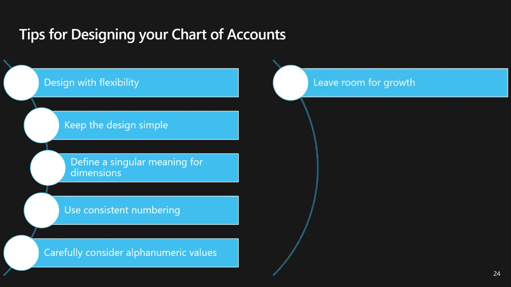Leave room for growth. Ensure adequate dimension length to allow for future growth, i.e. 2 digits would allow 100 values, or only 90 if you don't use 0 through 9. And 3 digits will allow 1,000 or 900 values. Also, ensure you can expand without exceeding predefined ranges.